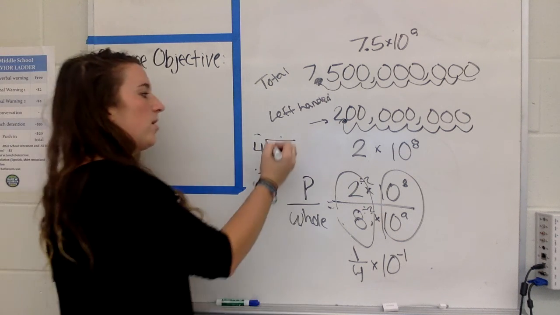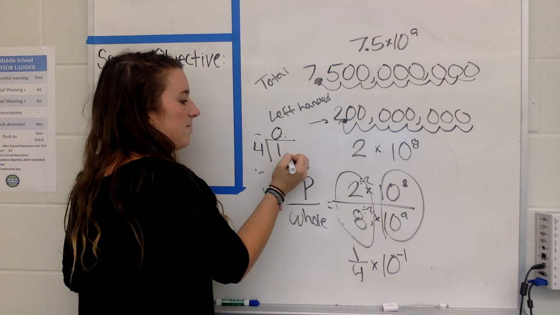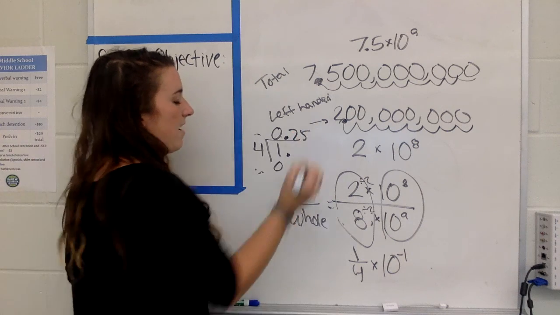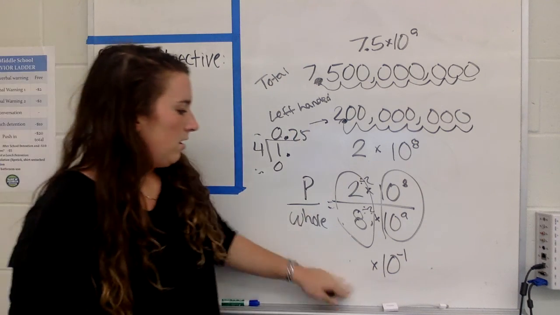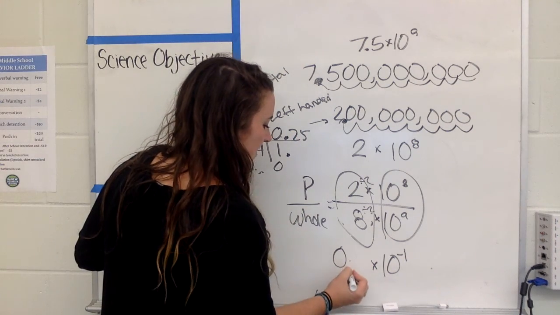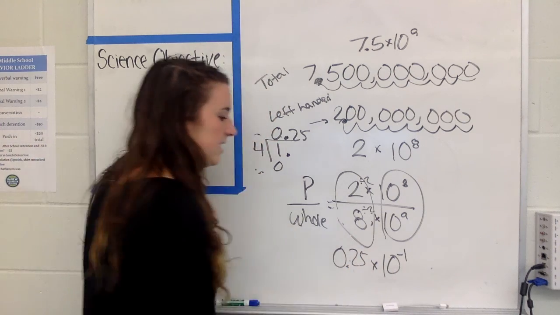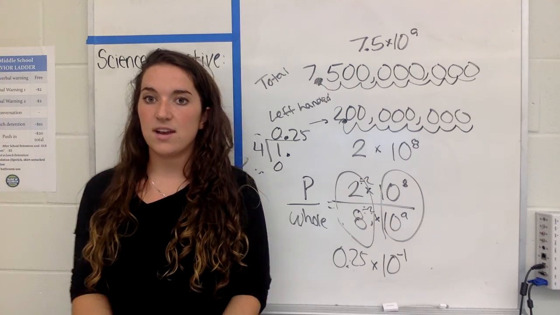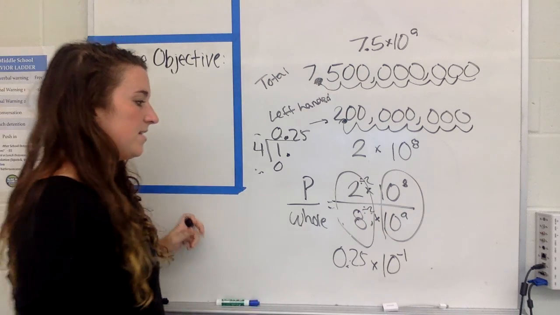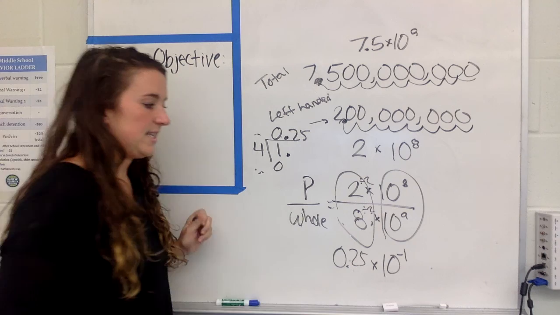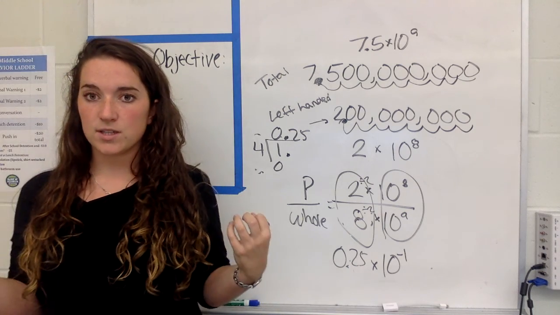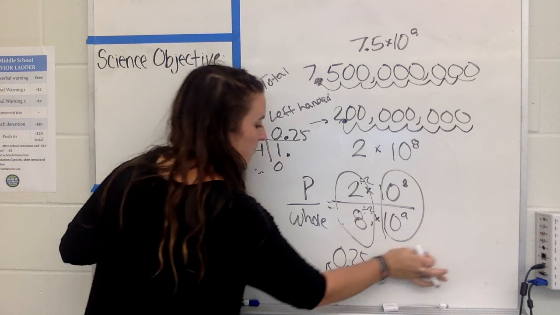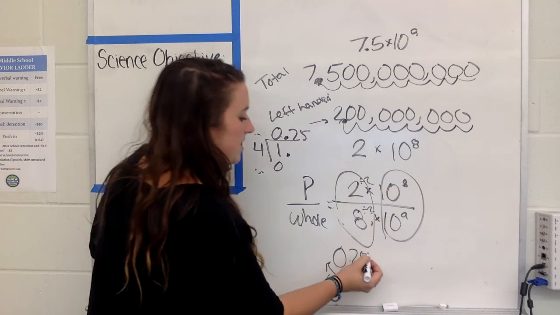1 divided by 4 goes in 0 times, add my decimal. It's going to end up giving you 25 hundredths. So now I have 25 hundredths times 10 to the -1st power. I'm going to convert this into standard form to find my percent. So when I'm multiplying by 10 to the -1st power, is it getting bigger or smaller? It's getting smaller, so I'll move my decimal there.